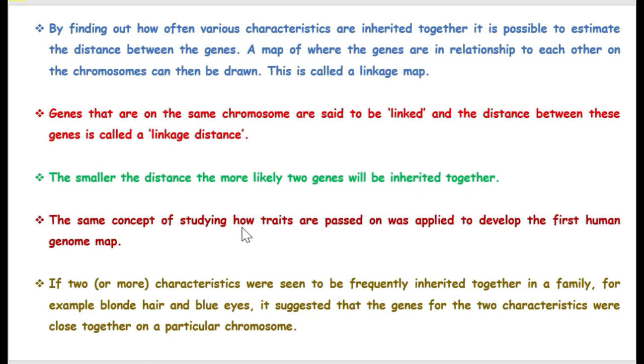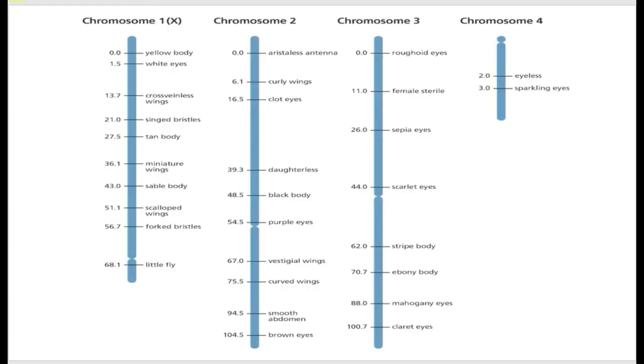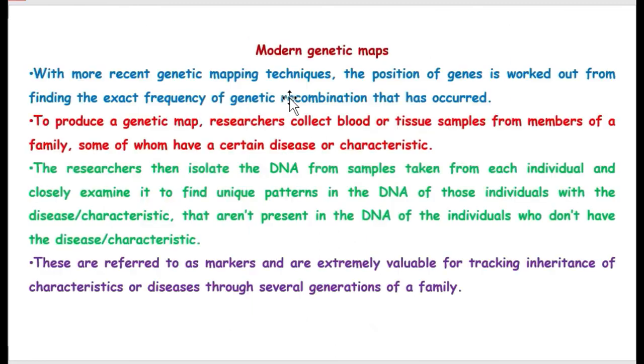The same concept of studying how traits are passed on was applied to develop the first human genome map. If two or more characteristics were seen to be frequently inherited together in a family, for example, blonde hair and blue eyes, so if blonde hair is present and blue eyes are simultaneously present, it suggests that the genes for the two characteristics were close together on a particular chromosome. So these are some of the characteristics which are shown on the chromosomes for Drosophila.